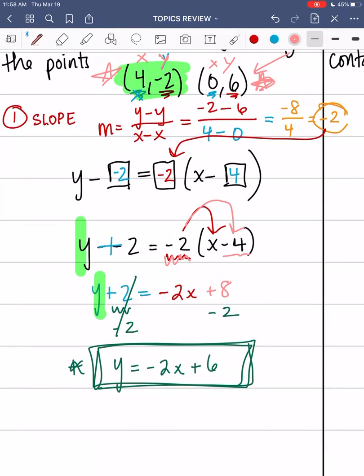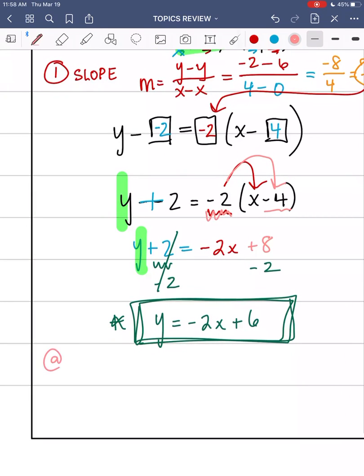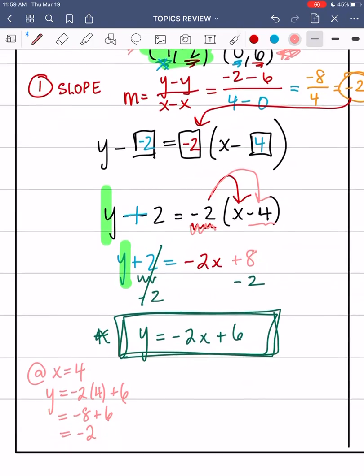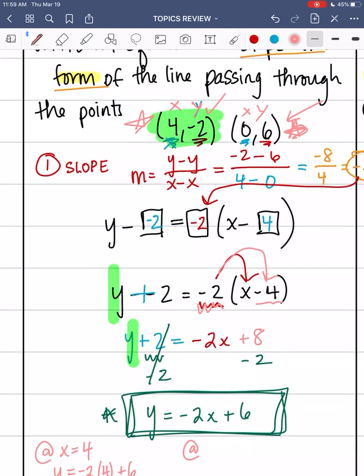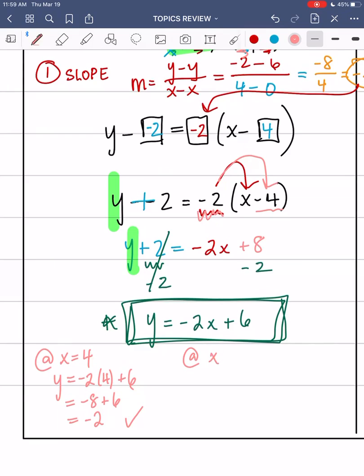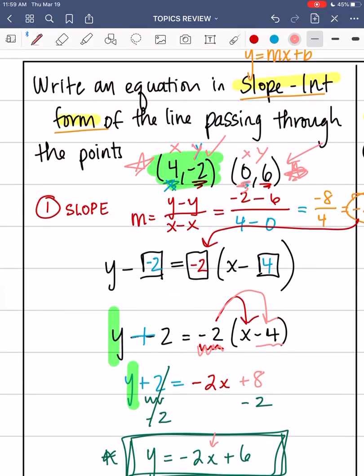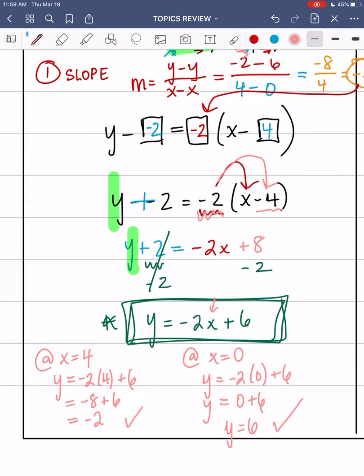So let's see. If I put 4 in for x, I get y equals negative 2 times 4, because that's where x is, plus 6. Well, that is negative 8 plus 6. That is negative 2. Was 4 supposed to go with negative 2? Yes. Nice. How about if I plug in x is 0? So at x equals 0, I'll have y equals negative 2 times 0, because that's where x is, plus 6. Negative 2 times 0 is 0, plus 6. Well, that means y equals 6. Was 0 paired with 6? Yes. Check. So that's a good way to check that we did it right.